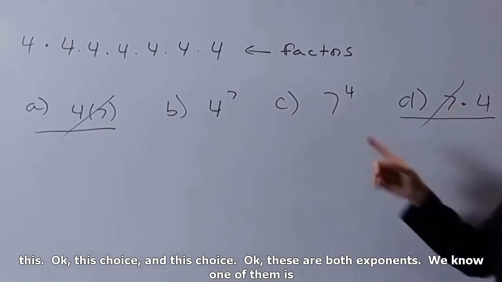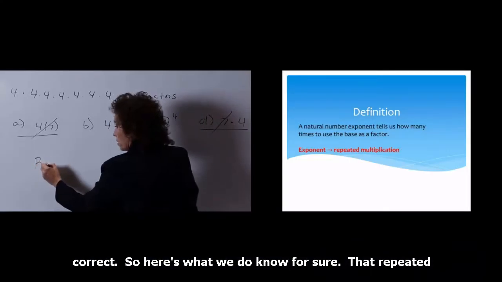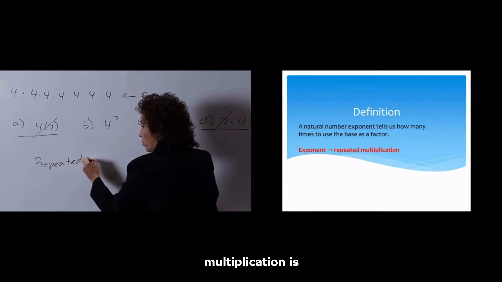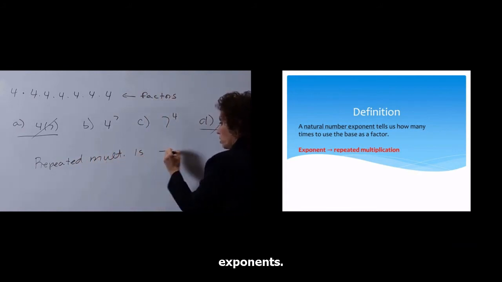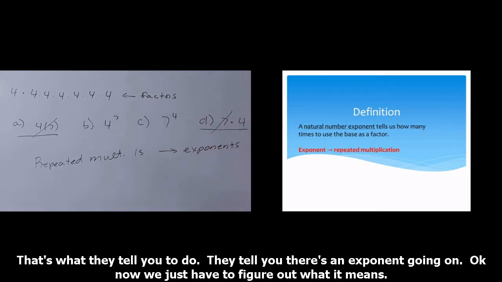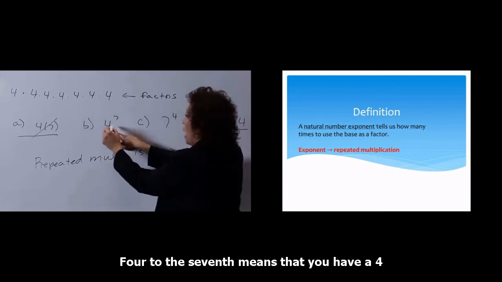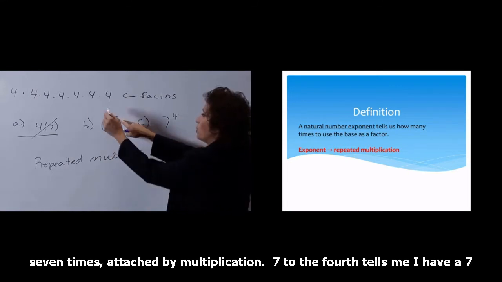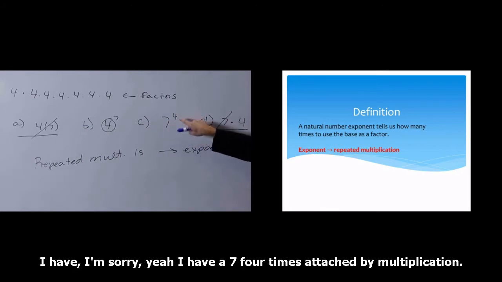Okay, these are both exponents. We know one of them is correct. So here's what we do know for sure. That repeated multiplication is exponents. That's what they tell you to do. They tell you there's an exponent going on. Okay, now we just have to figure out what it means. 4 to the 7th means that you have a 4 7 times attached by multiplication. 7 to the 4th tells me I have a 7 4 times attached by multiplication.